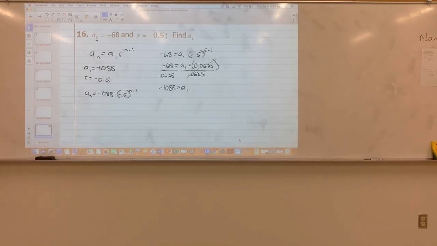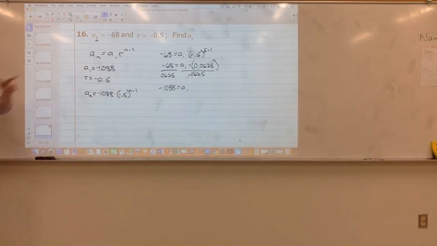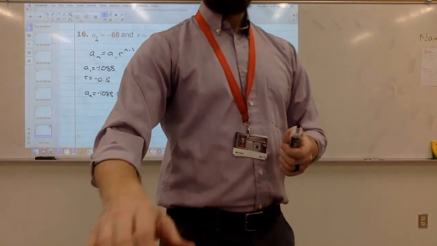Okay, so again, make sure that you are answering both parts of the question. Make sure you are writing the rule. It still has an n in it. And then finding the indicated term. In this case, it was the first term that we were looking at. All right. Feel okay so far? Let's do one more together here.